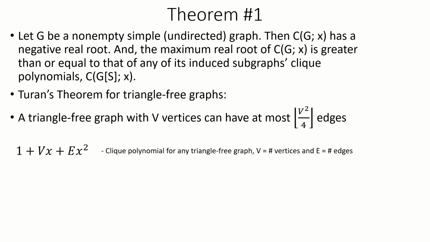Using the quadratic formula, we can write out the following expression for its solutions. We know that solutions exist, so the discriminant must not be negative. Squaring both sides, that means that V squared is greater than or equal to 4E, or E is less than or equal to V squared over 4, giving us the same upper bound for the number of edges in a triangle-free graph as Turan's theorem.